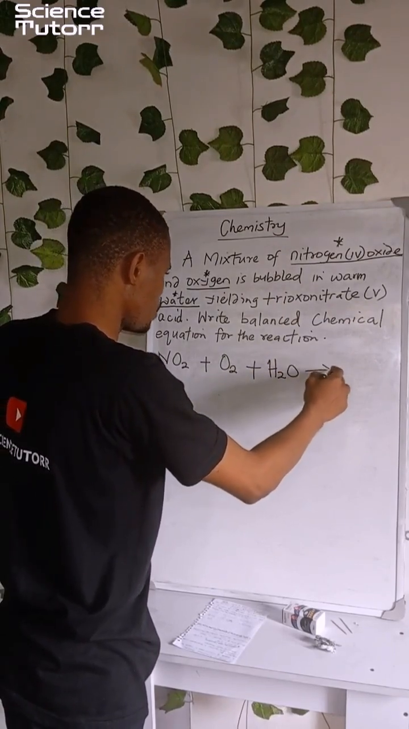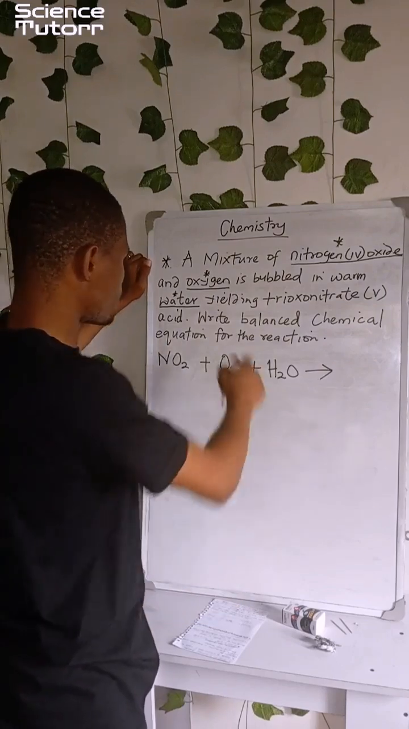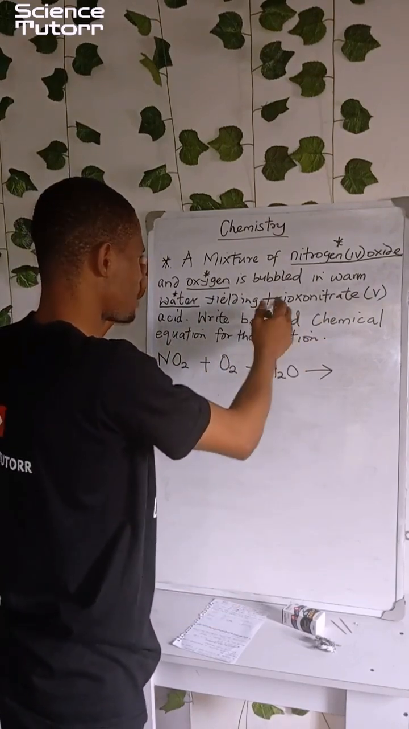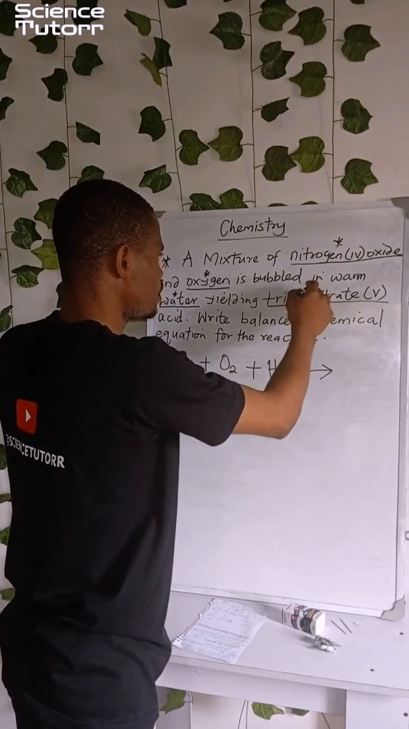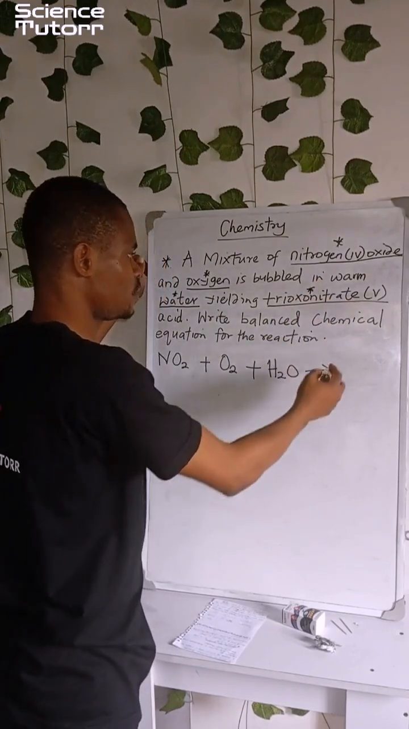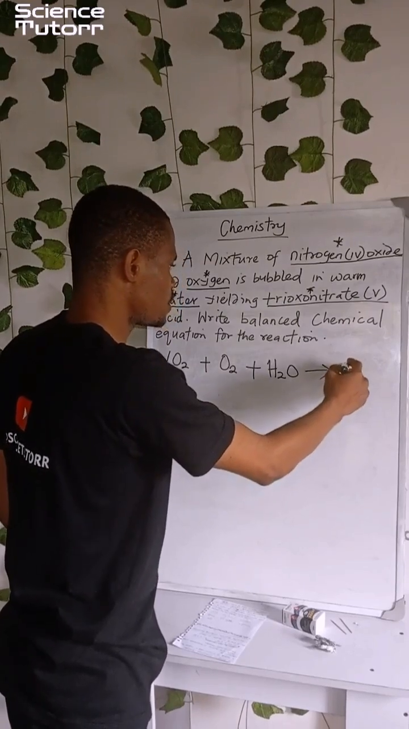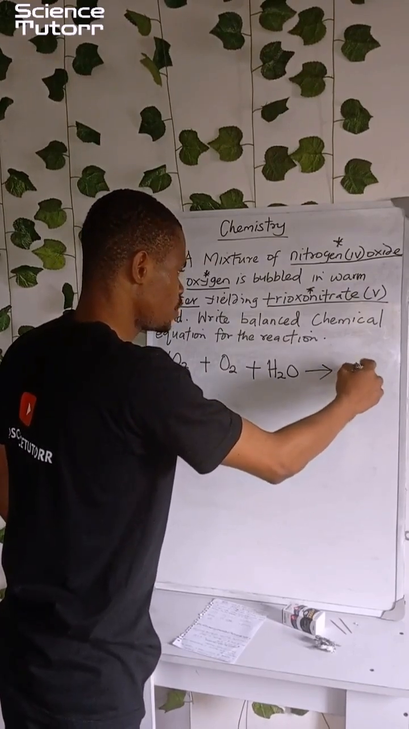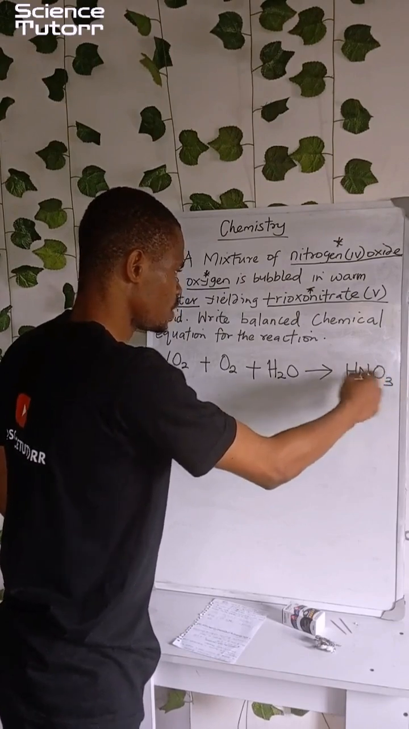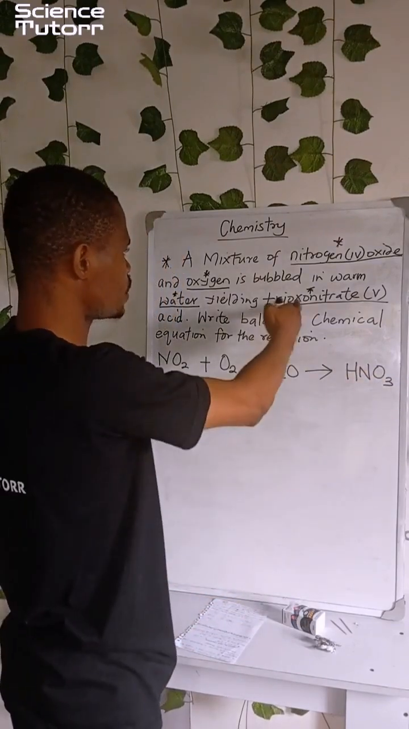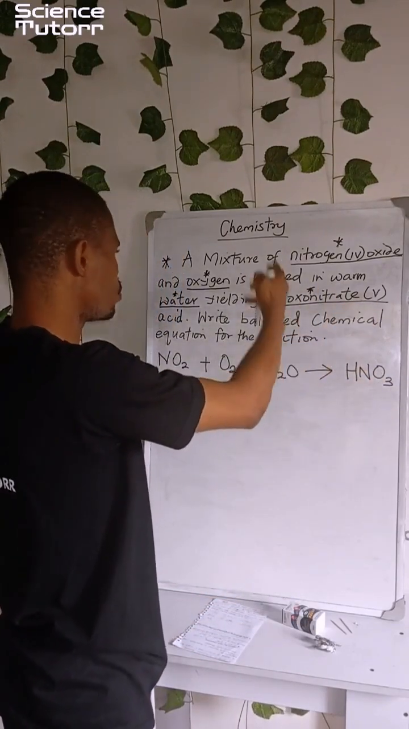H2O. We are told the end product, that is the product yielding trioxonitrate 5 acid. So this is another pair. Trioxonitrate 5 acid is also called nitric acid and is written as HNO3. That is nitric acid. So many times it could be written as trioxonitrate 5 acid or nitric acid.